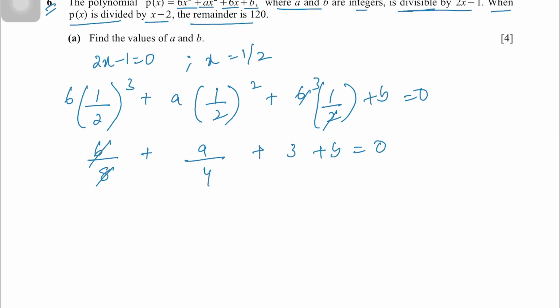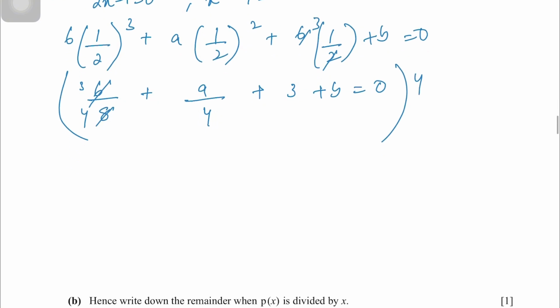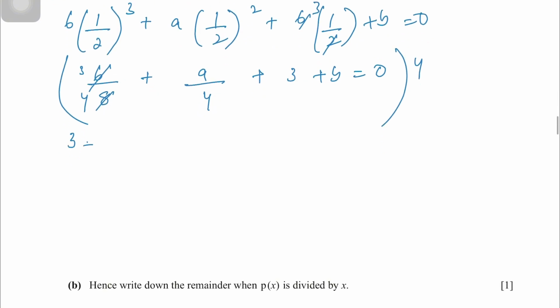Let's simplify this a little bit. So this would be 3 and 4. We can multiply the whole equation by 4 to get our answer as 3 plus a plus 12 plus 4b equals 0. Let's solve this a little bit. So this would be a plus 4b equals negative 15 as our first equation.